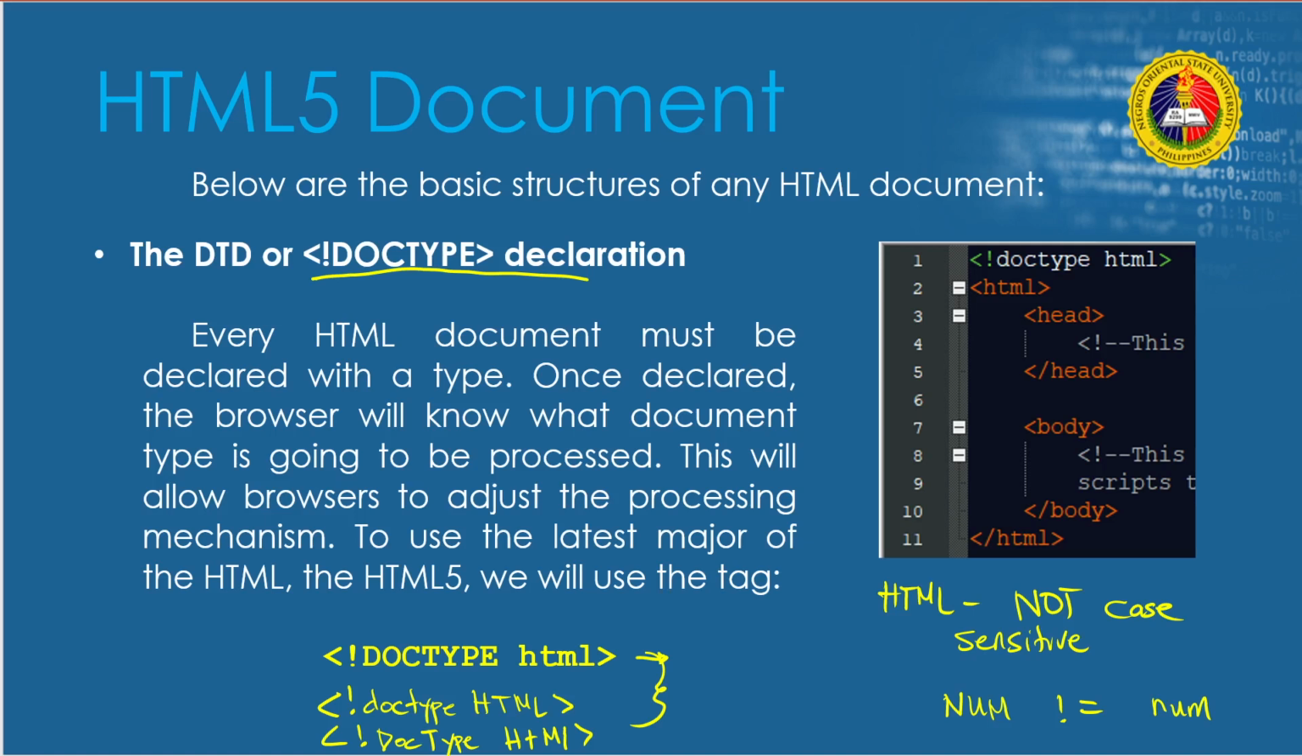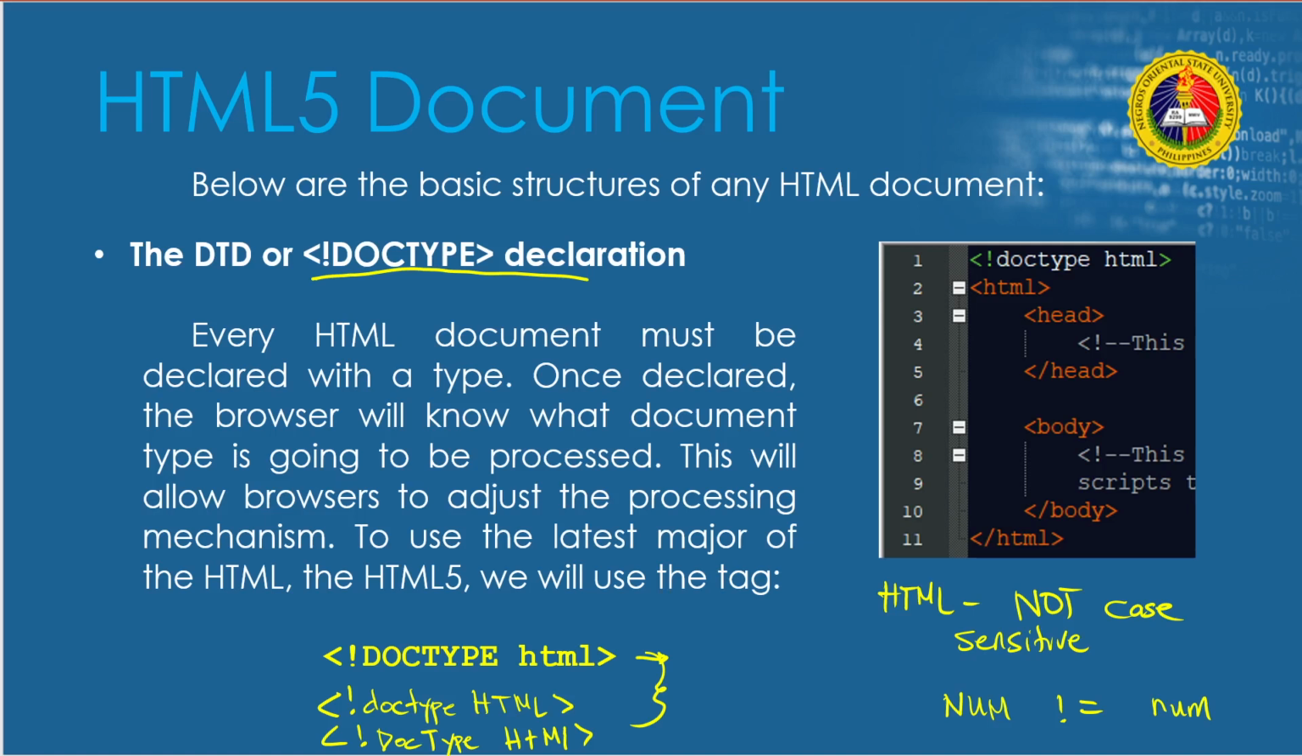Perhaps the main reason why we have to declare doctype is that it is the first line. We are trying to advise the browser, hey browser, get ready because I'm going to drop some HTML5 tags on you, so that the browsers can adjust the processing mechanism. Since, as we said earlier, HTML5 and the older HTML versions are a little bit different.